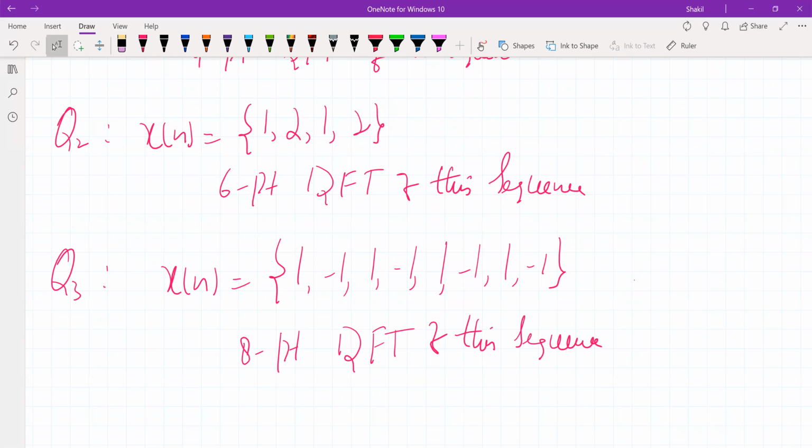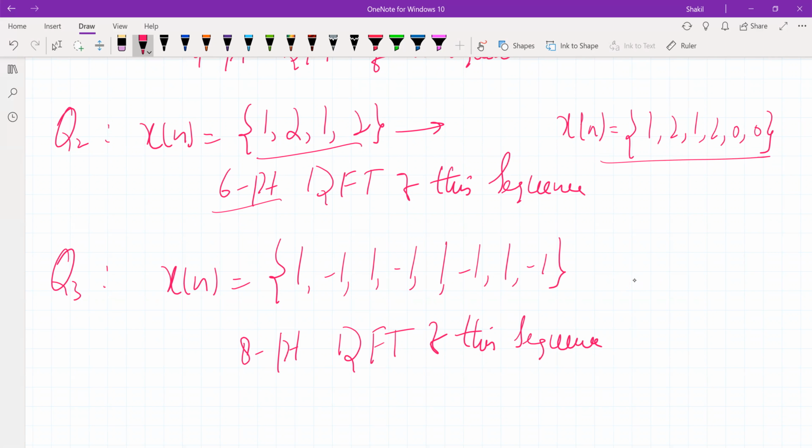Now for question number 2, there are only 4 points given to you, but I have told you to compute the 6-point DFT. That means you have to pad x of n with 2 zeros. So this will give you the 6 points of x of n, and then you compute the DFT of this padded sequence, not the original one. So if the question gives you 5 samples and you are told to compute a 10-point DFT, then add that many zeros. Here you will add 5 zeros in that case, right? So compute the DFT of this sequence.